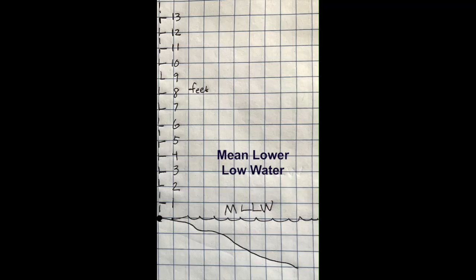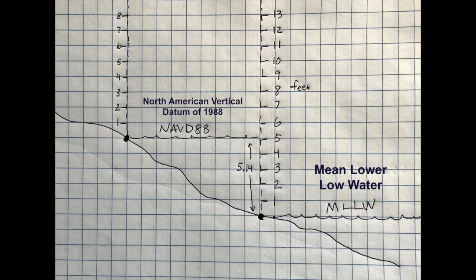But why is this so important? Well, for U.S. coastal areas, MLLW is the standard datum used by NOAA. However, there are other vertical datums used by scientists, and one of the most common is called NAVD88, or the North American Vertical Datum of 1988. Now that's used more for land elevations than water level. NAVD88 is roughly 5 feet higher than MLLW.